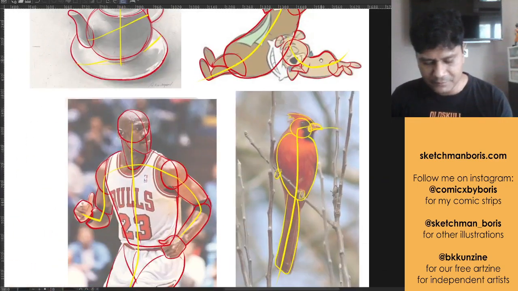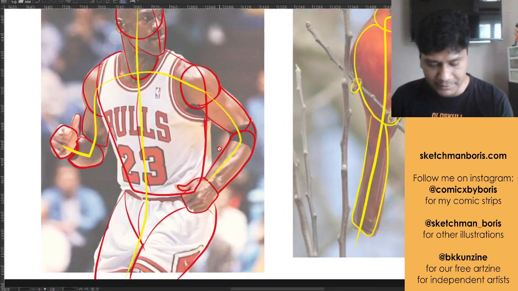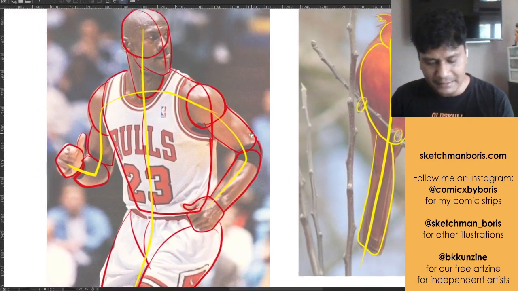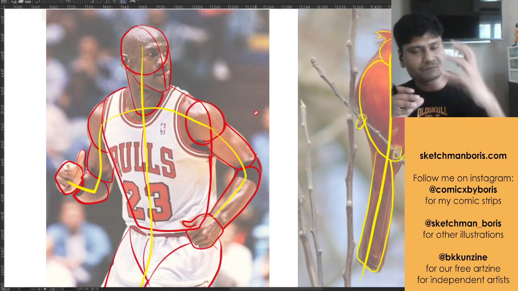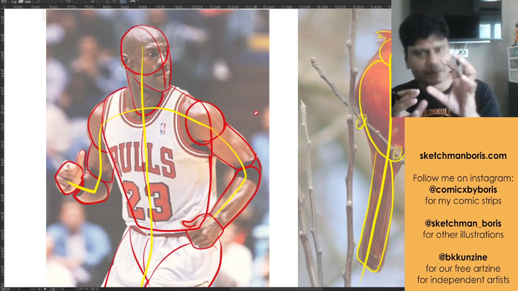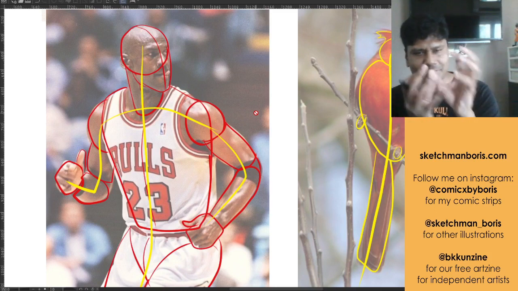So the next one is, of course, a bit more complicated because we're talking about an actual human being. Michael Jordan here, an athlete, a human being. So here, same thing for the cranial mass. I represent it like that. So it will be like a 3D.